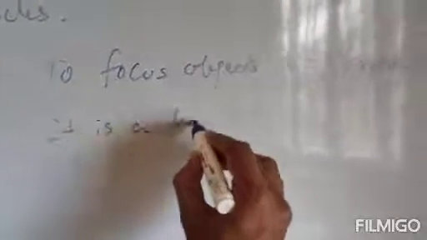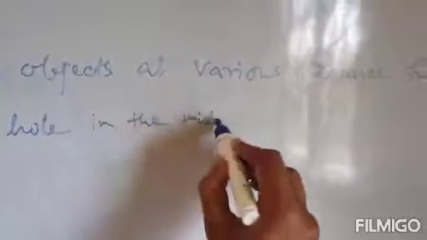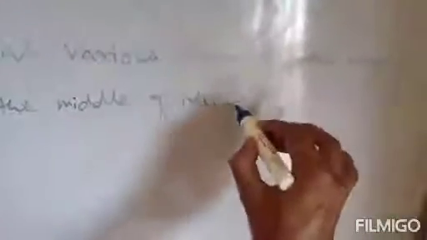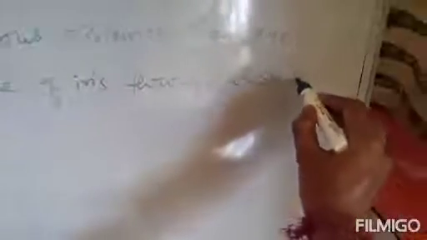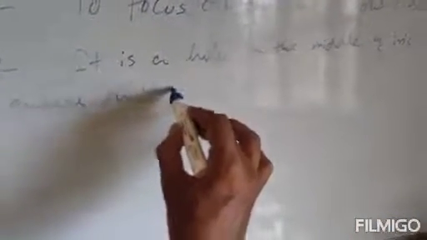So the pupil is a hole in the middle of the iris, through which light enters the eye.